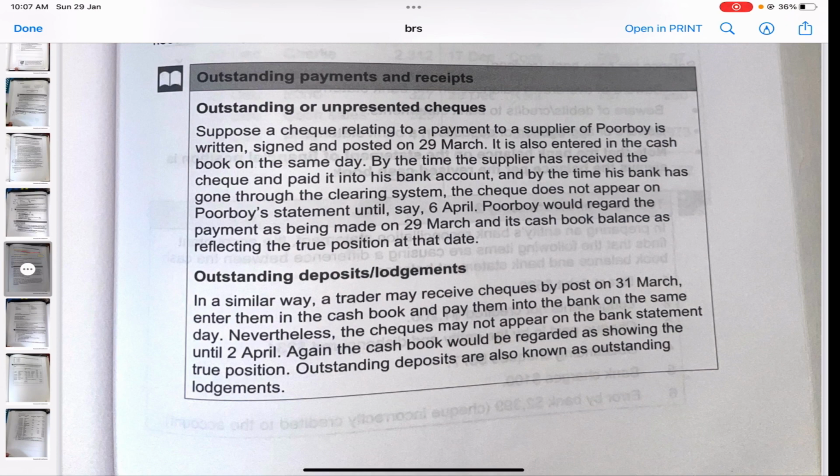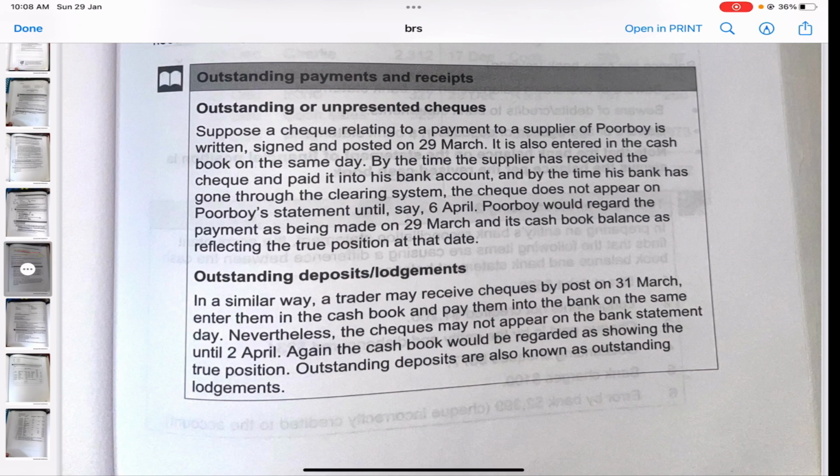Outstanding or unpresented checks. Revising again, what is outstanding or unpresented checks? I have given someone the check, I have paid them, and I have subtracted it from my cash book, but the bank hasn't done the same, so the bank is going to do the same. Suppose a check relating to a payment to a supplier of Poor Boy is written, signed and posted on 29 March. It is also entered in the cash book on the same day. By the time the supplier has received the check and paid it into his bank account, and by the time his bank has gone through the clearing system, the check does not appear in Poor Boy's statement until say 6th April. Poor Boy would regard the payment as being made on 29 March, and its cash book balance will be reflecting the true position at the date. You got it?